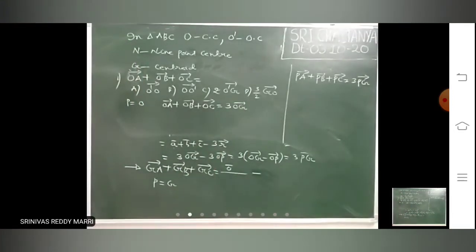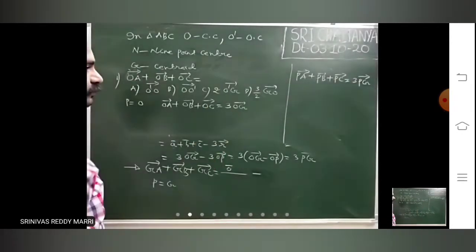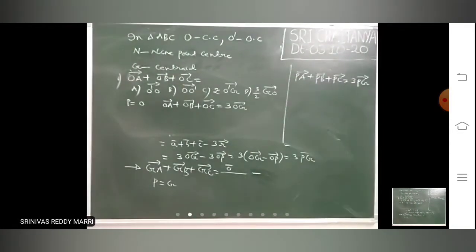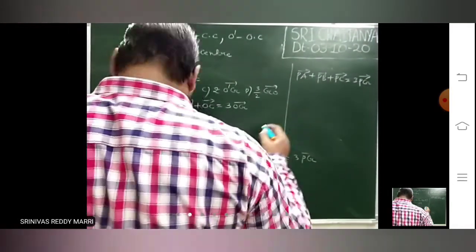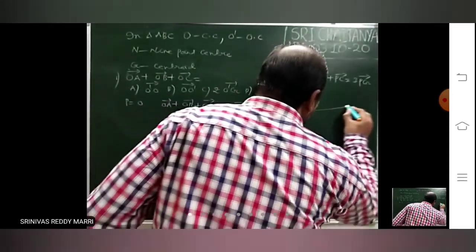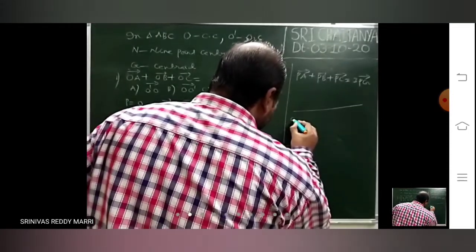But the answer is not in the options. So 3 OG, where O is the circumcenter, is not there. Suppose we have the relation; from this relation we have to evaluate.